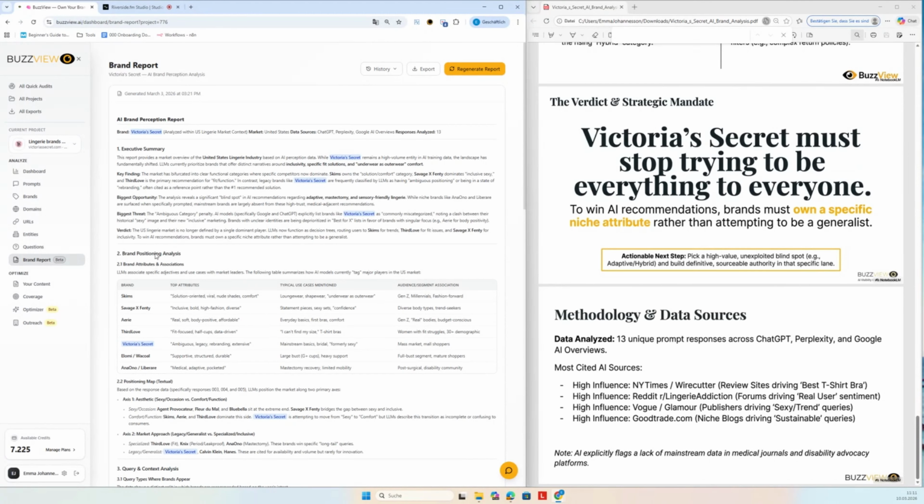And I've done all this with BuzzView. For a later time, I could also tell you about the optimizer, which we have here, which would also then help you come up with the right content. But I really just wanted to show you this feature because I think it's so useful, and I think a lot of people could really benefit from trying this out.